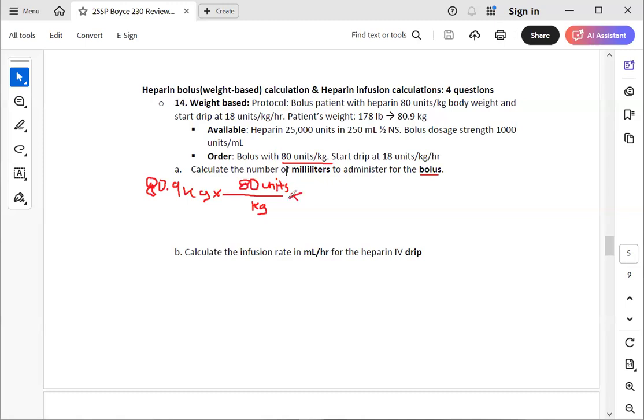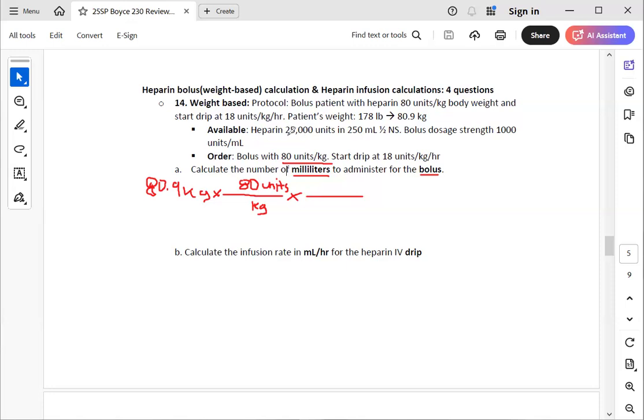So with dimensional analysis, remember the goal is just to get to the point where we're in our final unit, which is milliliters. And even if you didn't know that, I told you at the get-go that you're calculating milliliters for these things. So I have kilograms, I have units per kilogram, and I need to know if I can convert units to milliliters. And that's where I have to look at my available.